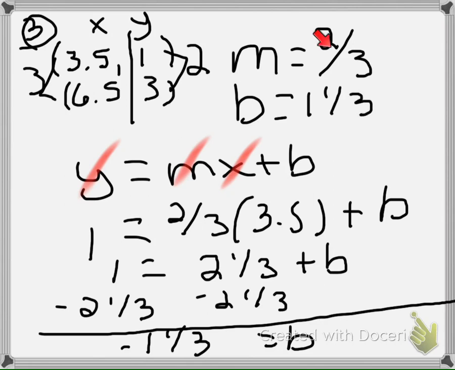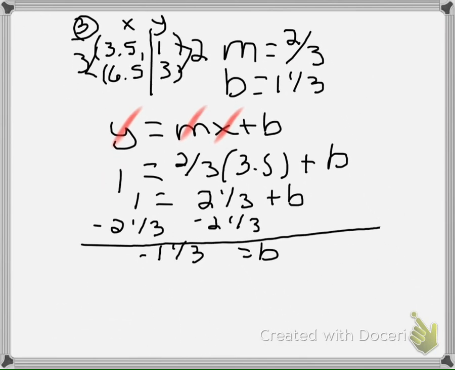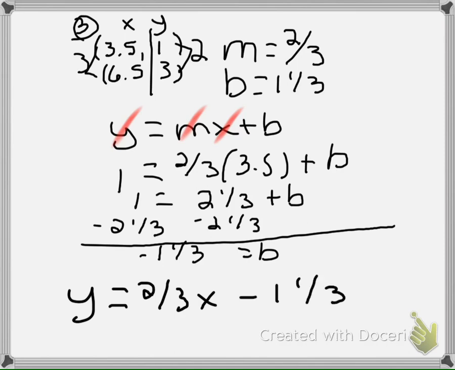I have my m. I have my b. Ready to write the equation. Y equals m x minus 1 1/3. Because this was a negative 1 1/3, I dropped the negative off there. We'll get it back. Negative 1 1/3, so minus 1 1/3.